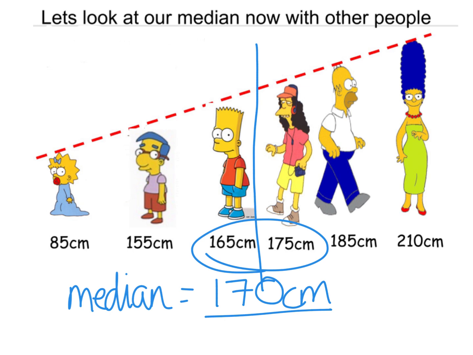So if I add Bart and him whose name I forget together, I actually get a height of 340. When I halve 340, I get 170. Okay, let's look at it.